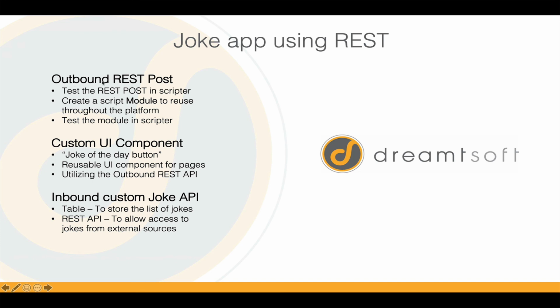There it is. We created an outbound REST post. We took that script and we put it into a UI component, so we're able to display the data differently. So those were steps 1A and 1B. And then step 2 was turning Dreamtsoft into a joke repository that other people can hit, utilizing a custom REST API. Hopefully that was enough to get you started.